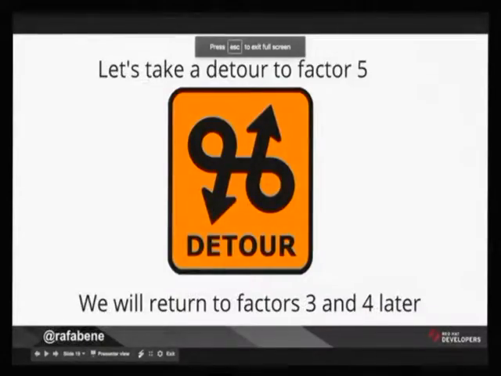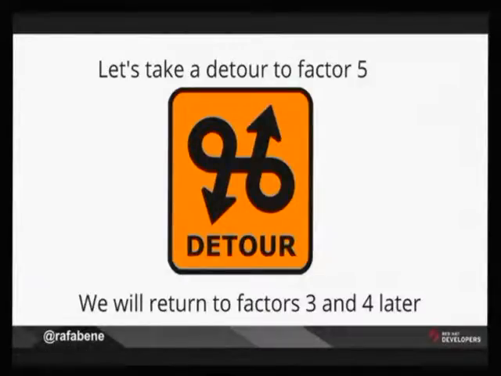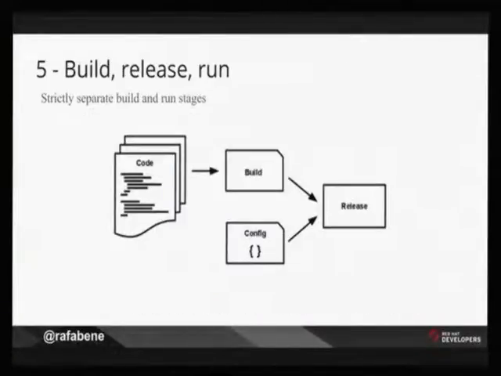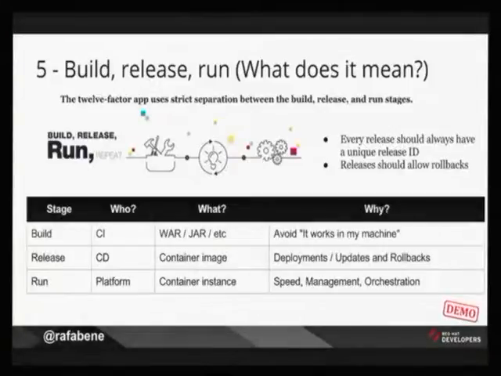Okay, but now before going to factor number 3, we'll take a little detour to factor number 5, because it makes much more sense to show how to build this application. Factor number 5 says that you should strictly separate the build, release, and run stages. Okay? But what does it mean in fact? Well, let's think about it. When we are building our software, what will we release? In the case of a Java application, we should release our WAR file or our jar file.